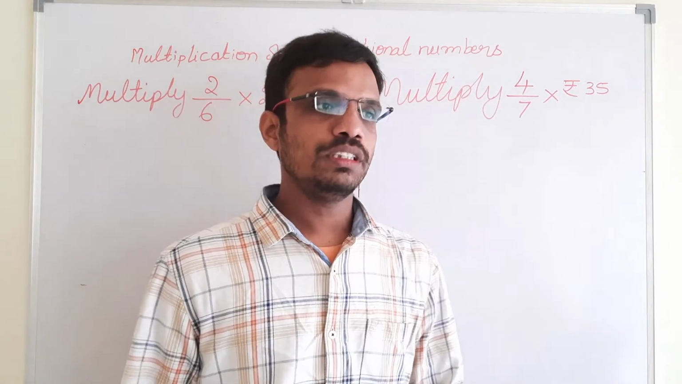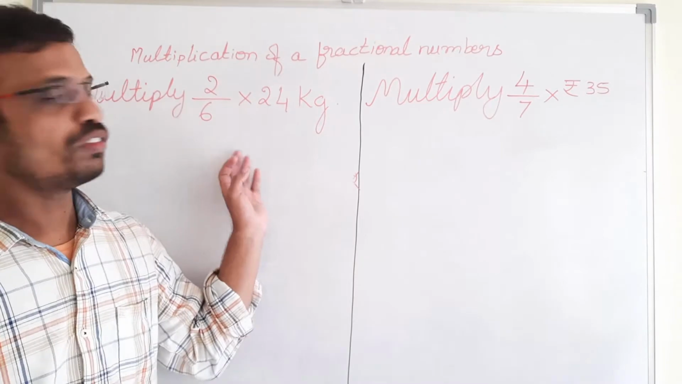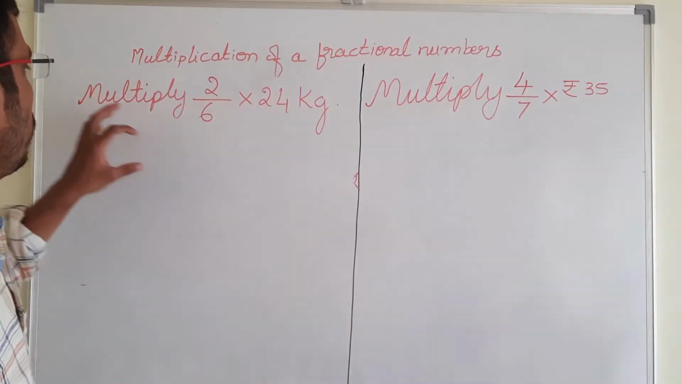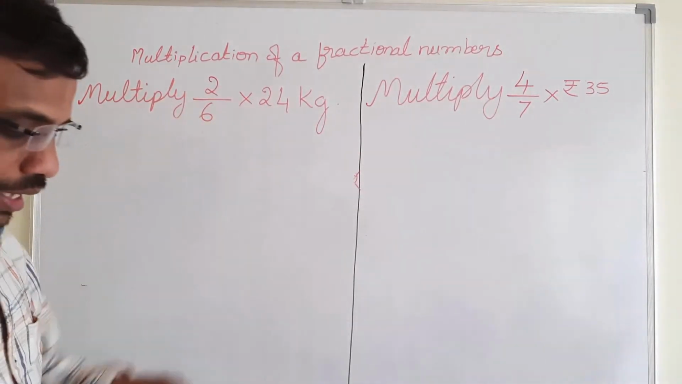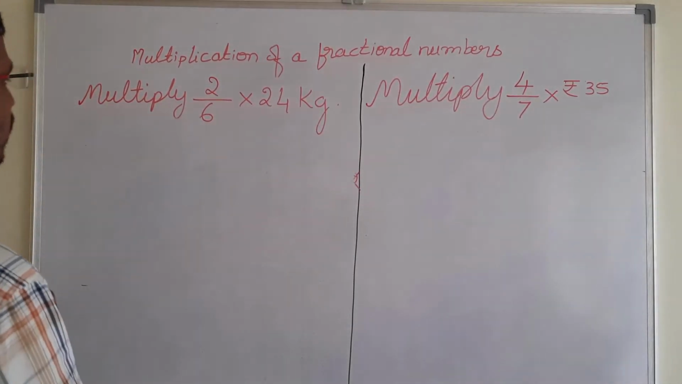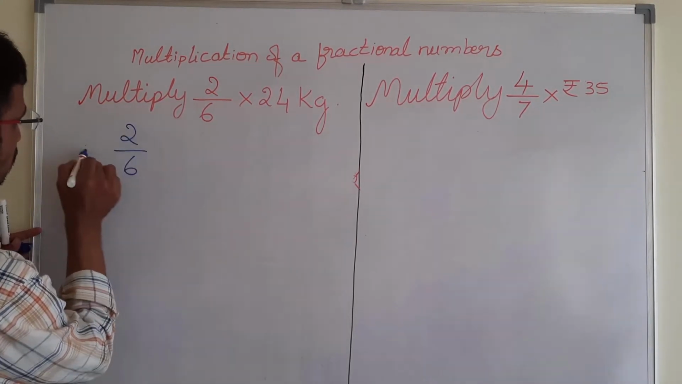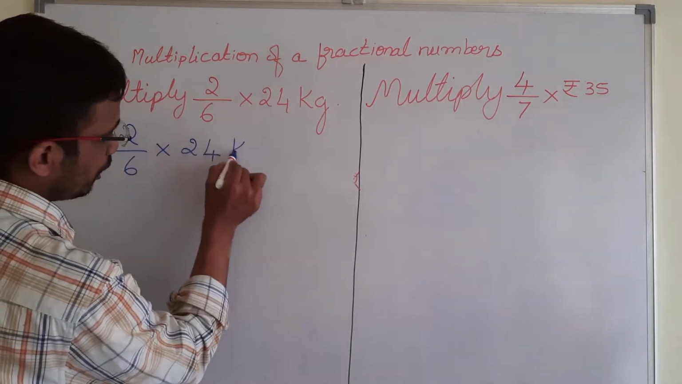Namaste students, in this video we are going to learn about multiplication of a fraction with a whole. Let's take a problem. Multiply 2 by 6 by 24 kg. So first I will write the given fraction, that is 2 by 6 multiplied by 24 kg.